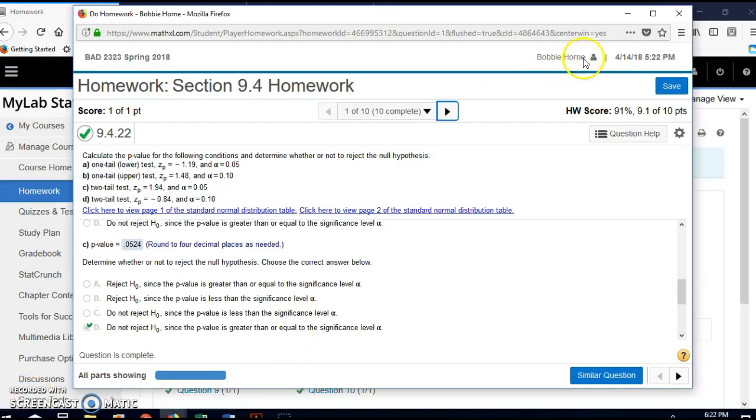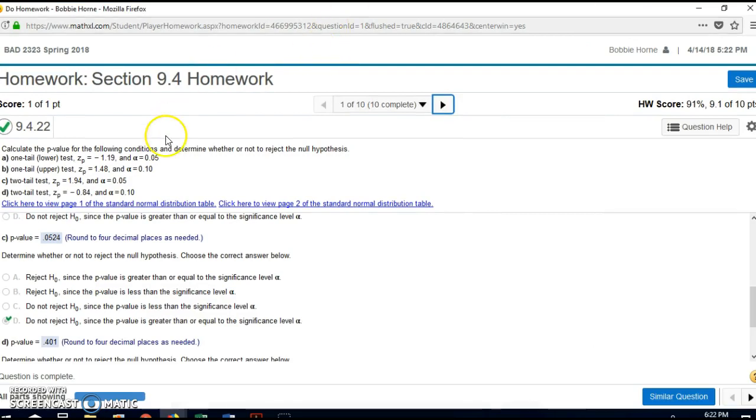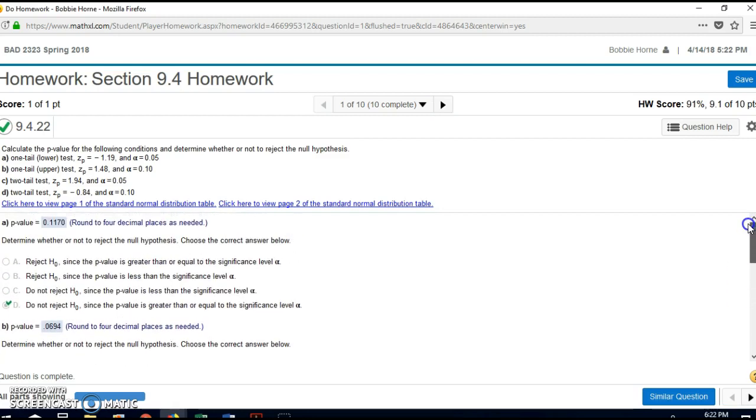Okay, we are going to look at section 9.4 homework. Here we're looking at several things similar to what we did earlier, but we're looking at the Z, the one tail lower test, and it's asking us to find the p-value. What you can do is find the p-value by using the table, and then later we're going to use StatCrunch to find the p-value.